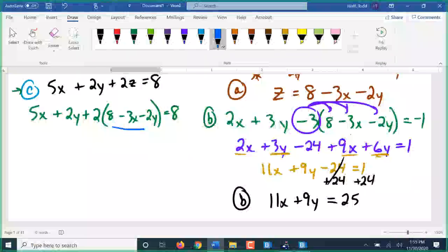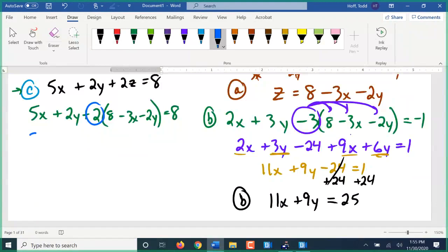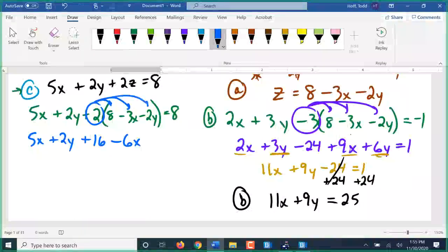Now, in the parentheses here, there's nothing that we can combine, so we're going to multiply by the 2. So our 5x and our 2y are just going to stay the same. We have 2 times 8 is a positive 16. 2 times negative 3x is a negative 6x. And 2 times negative 2y is a negative 4y equals 8.